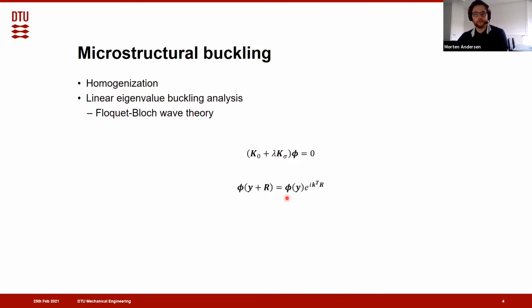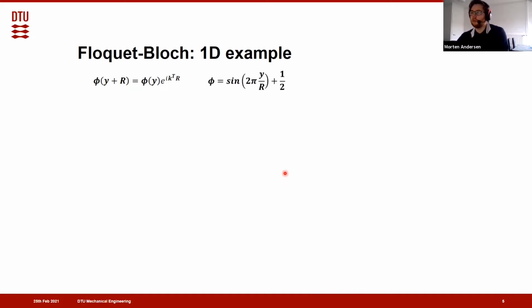buckling mode. And the easiest way to describe what it does is by a 1D example. So we have our buckling mode, which is then set to this sine function here, and then we add this Floquet-Bloch operation to the buckling mode. Here, this K is the wave vector describing the periodicity of the buckling mode, and R here describes the periodicity of the unit cell itself.